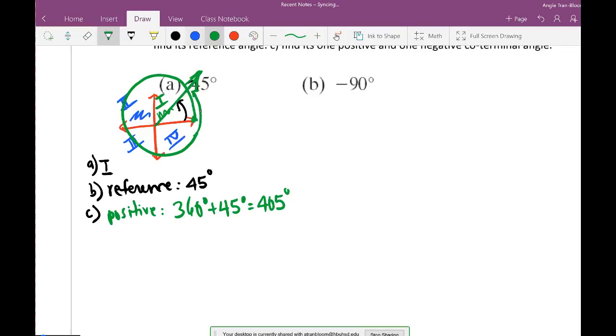Next, I need now a negative coterminal. Class, negative coterminal means you go in which direction? Clockwise, all right? Start here. Can I stop here? In the bottom. How about here? No. How about keep on going, right? Here? No. Here? There. There.